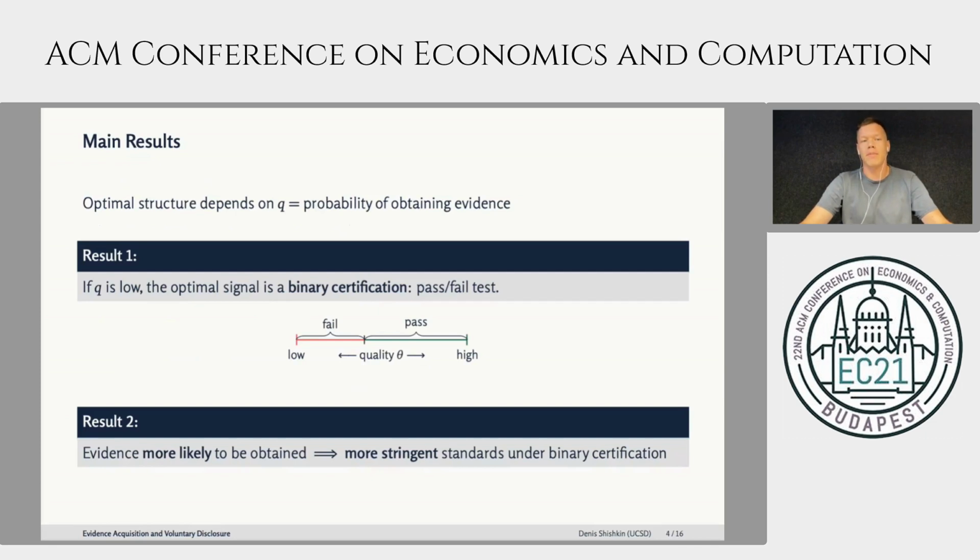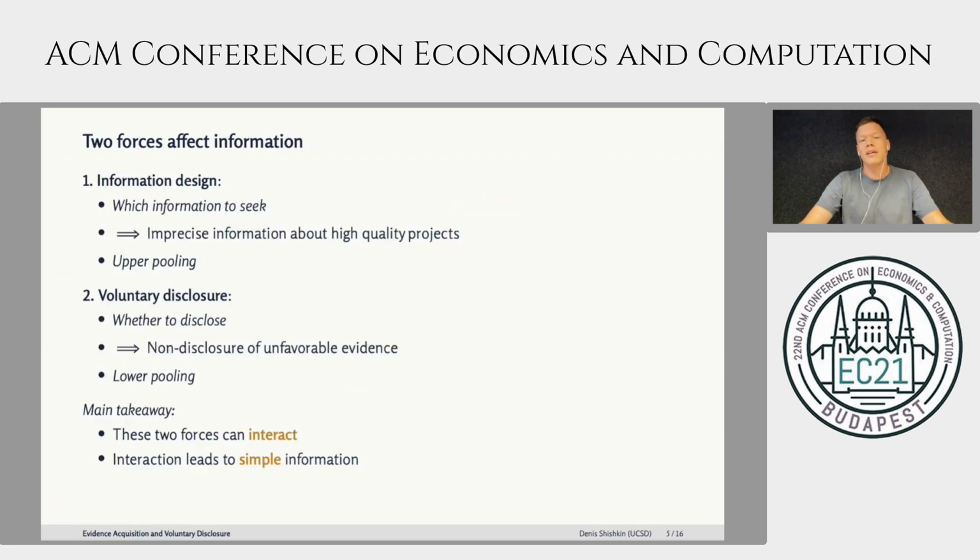The second result of the paper shows that under binary certification, the optimal threshold is strictly increasing in Q. In other words, the more likely is the sender to obtain the evidence, the more stringent will be the optimal certification standard. Now, to get some intuition for these results, note that there are two forces that affect the information that ends up being revealed to the investor.